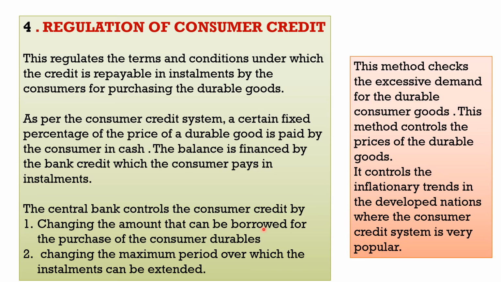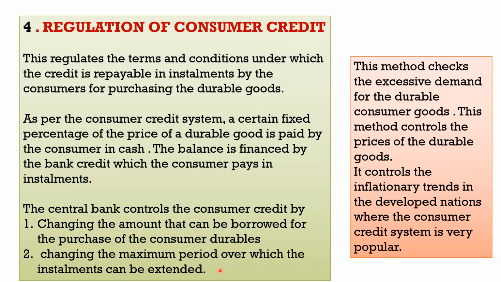Now it will change the amount that can be borrowed for the purchase of consumer durables. So the magic wand again is in the hands of RBI. The second measure is changing the maximum period over which the installments can be extended. Right now, if I'm going to buy something of 20,000 rupees and I'm paying 8,000 in cash, the rest left is 12,000. What will I say? I'll say, okay, give me a 6 months period. Every month I'll be giving you 2,000. But again, RBI will be the decision maker whether this 12,000 will be repaid in 6 months or I have to repay in 4 months.